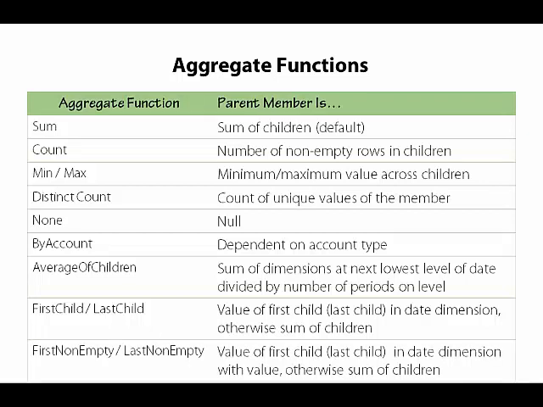Similarly, we have the first non-empty or last non-empty function, but rather than using the first or last child explicitly, Analysis Services will use the first or last child only if it has a value. And if it doesn't, it continues looking at each child until it finds one that's not empty. So with first non-empty, it will look at the second child, the third child, and so on until it finds a child with a value. Likewise, with last non-empty, it will look at the next to last child, the one before that, and the one before that, until it finds a value.